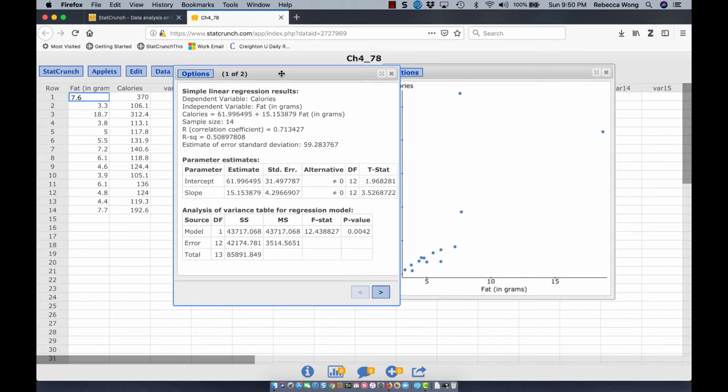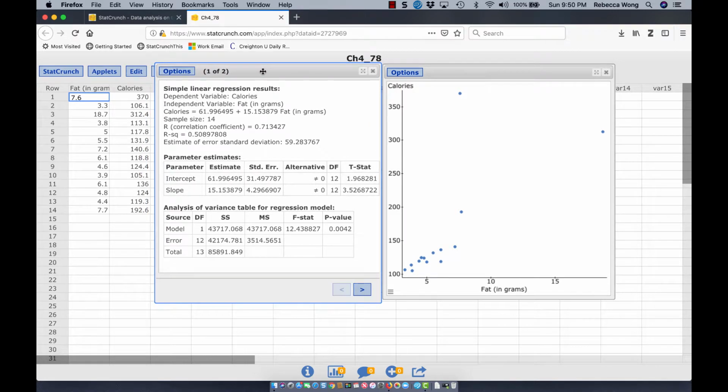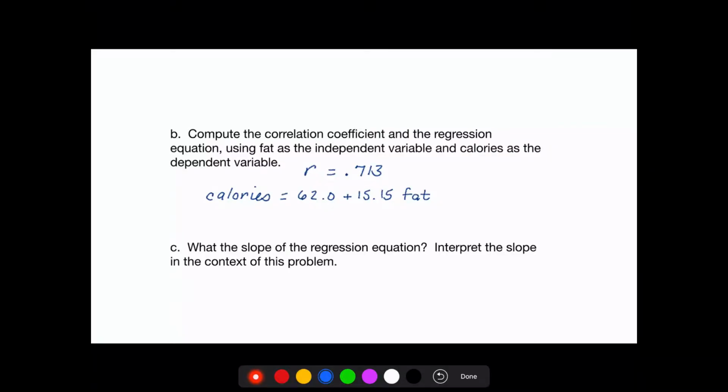The output will have a lot of information on it, some of which we don't really need. We just need to find the regression equation and the correlation coefficient. So here we can see a correlation coefficient of 0.713, and here we can see our regression equation. Calories is equal to, rounding off to one decimal place, 62.0 plus 15.2 multiplied by fat. So using StatCrunch, we found our correlation coefficient of 0.713 and our regression equation.